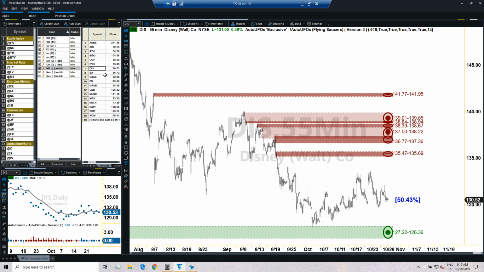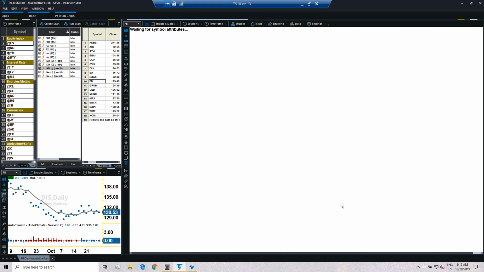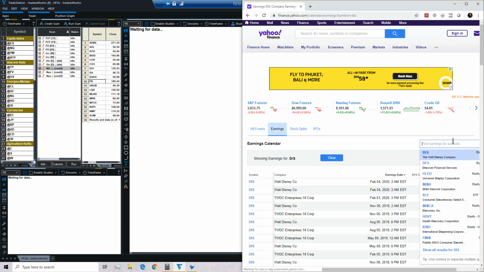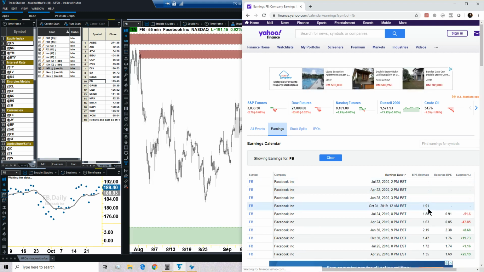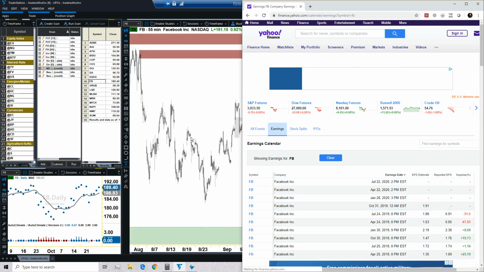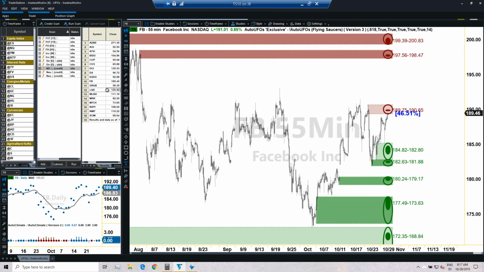What else do we have here? Facebook. Okay, I remember we also checked Facebook a few days ago, but what I don't remember is the earnings date. So let's check again. So Facebook, October 31st. Okay, so certainly we cannot deal with Facebook. LQD, that's an ETF, so we'll pass on that.